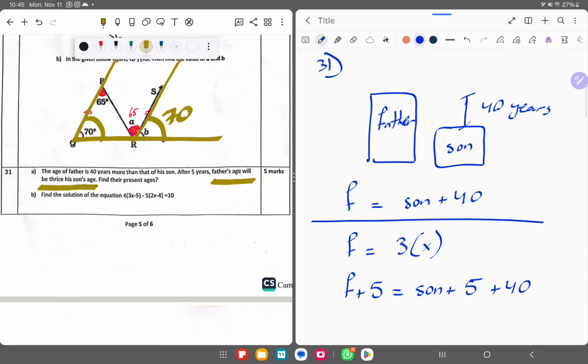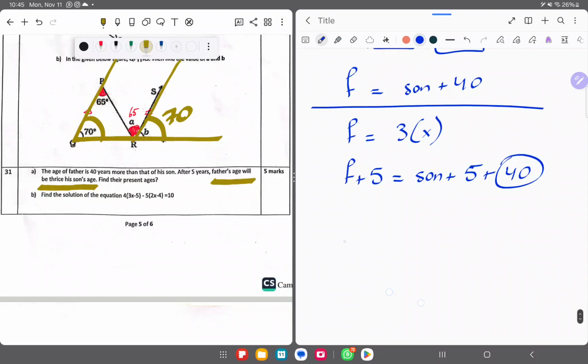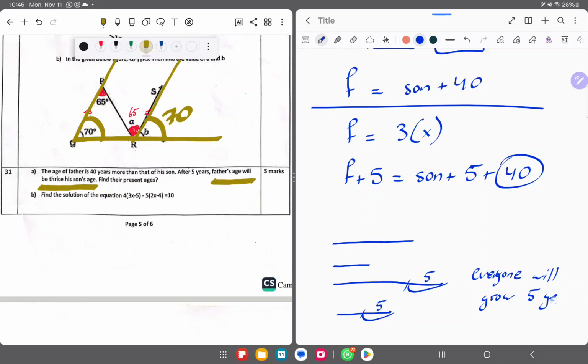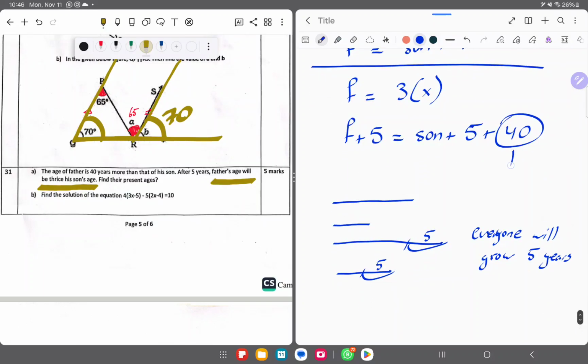The difference is still going to be 40. So the difference will stay the same. Because as time goes by, this is time for the father, this is time for the son. Now, they will still plus 5. Like 5 years will pass on everyone. Everyone will grow 5 years, but the difference will stay the same.